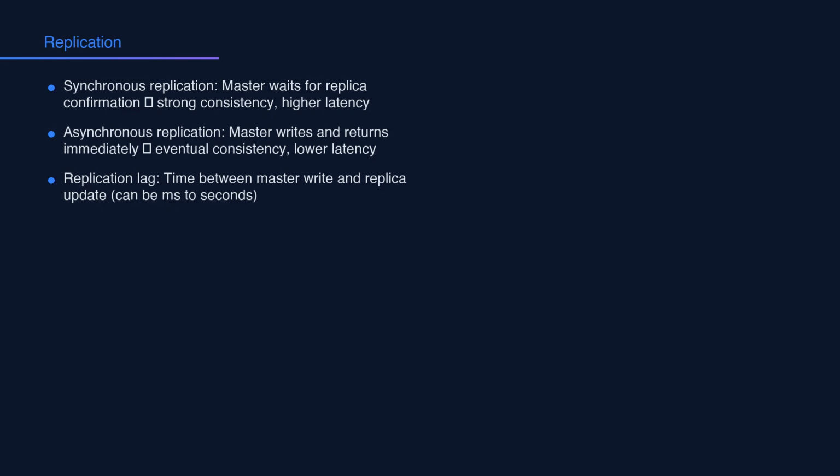There are 2 ways the master copies data to replicas. Synchronous replication waits for the replica to confirm the write. This gives you strong consistency, but higher latency. Asynchronous replication writes to the master and returns success immediately, copying to replicas in the background. It's much faster, but risks data loss if the master crashes before copying.